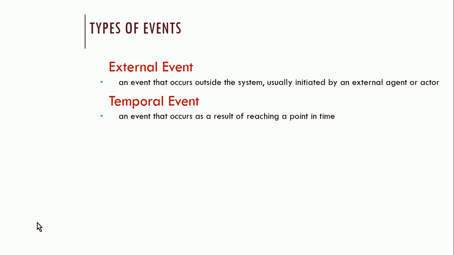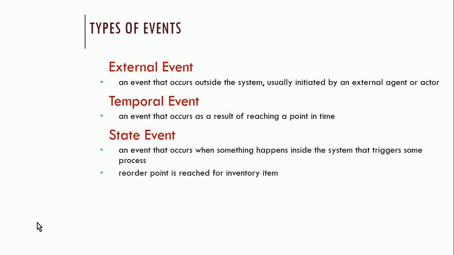But here, we start with what are the external events, then we think about what are the temporal events, and then finally what are state events. And a state event is when something happens because the state of something changed, right? So something occurs when something happens inside the system that triggers some other process.